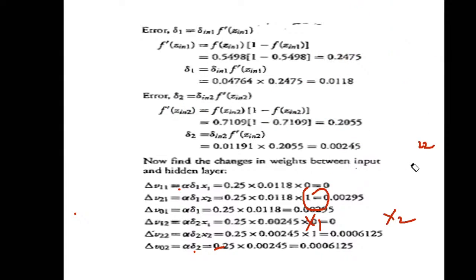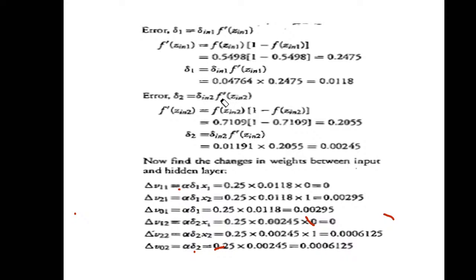So if you see here, delta 1. Now what we will do, we will calculate the way we calculated at y. Similarly here also we will calculate the f dash of z_in1. So f dash of z_in1, we have f of z_in1 into 1 minus f of z_in1, and this will be calculated as 0.5498 into 1 minus 0.5498, which is 0.2475. And delta 1.